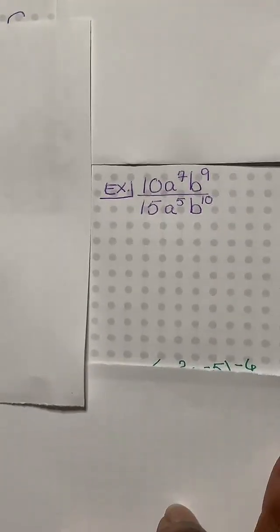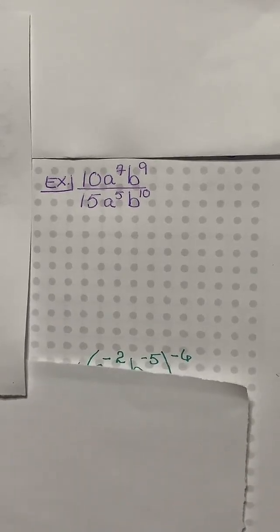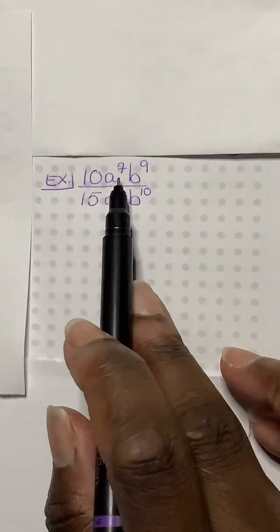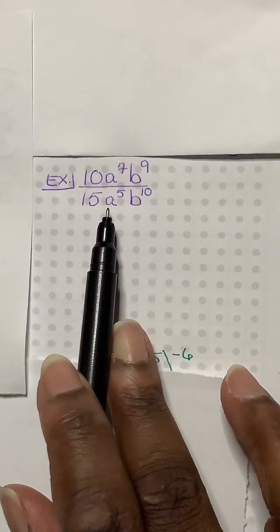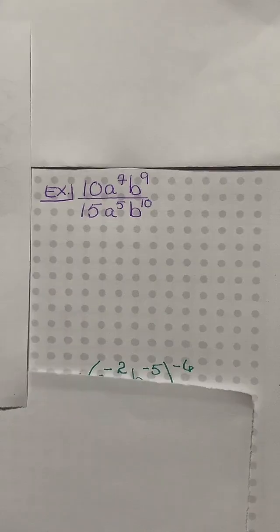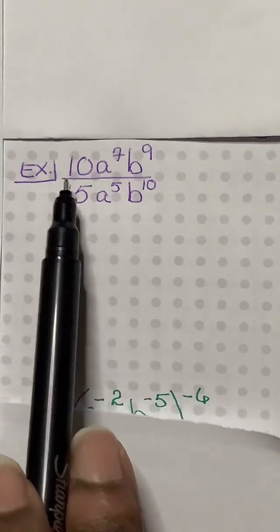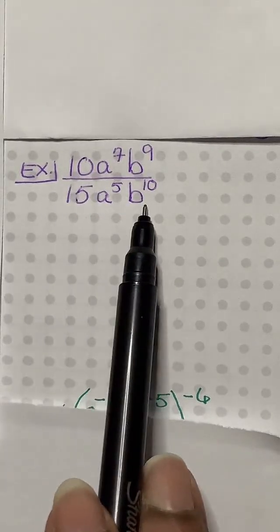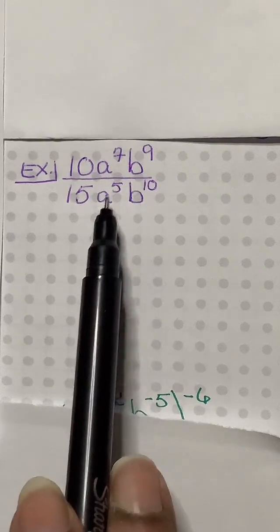So for the next one, we're going to focus on this section here. So we have 10 a to the 7th, b to the 9th, over 15 a to the 5th, b to the 10th. Now, we have some multiplication going on in the numerator and the denominator, but we don't have like terms because they are not the same base.